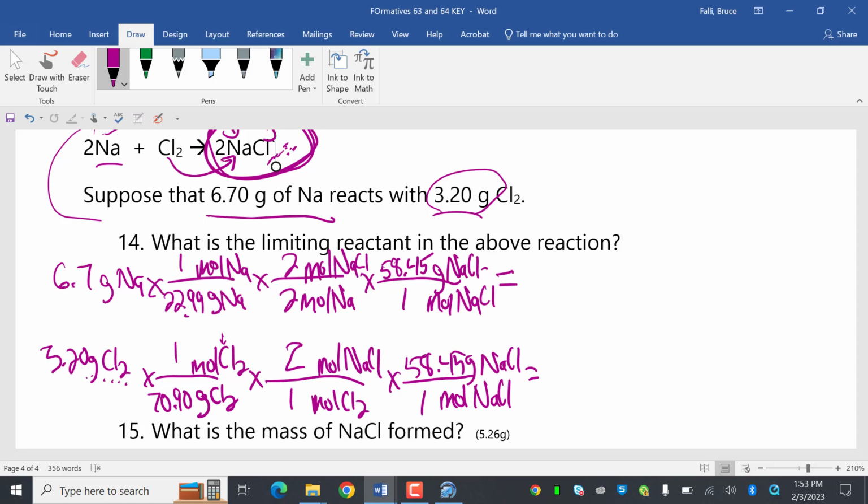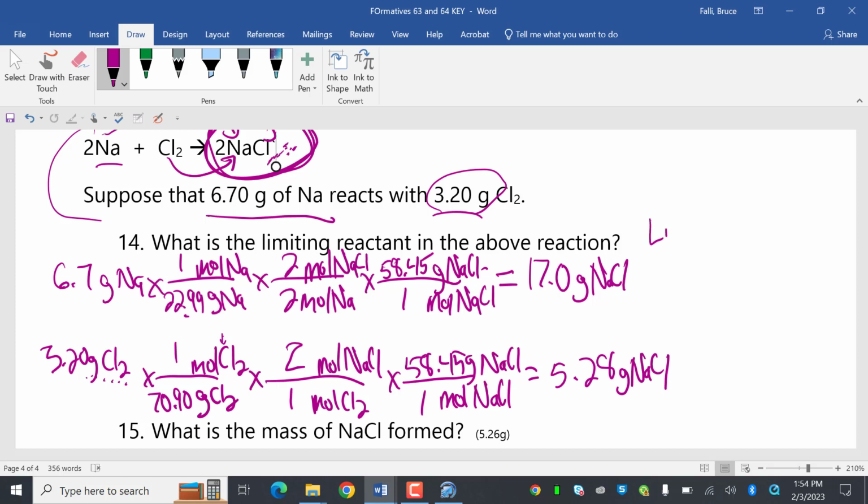6.7 divided by 22.99 times 2 divided by 2 times 58.45, and I get 17.0 grams of NaCl, maybe. Bottom one, 3.20 divided by 70.90 times 2 times 58.45 is 5.28 grams of NaCl. So what is the limiting reactant in the above reaction?